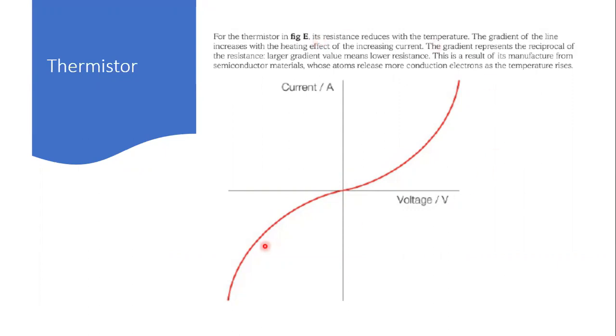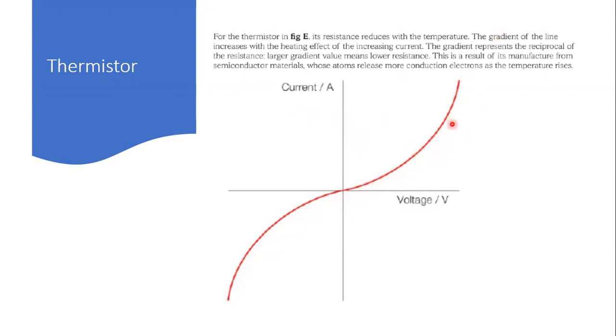The graph for a thermistor also has a sigmoid shape. It looks like this, right? You will see that initially your gradient is low, meaning that resistance is high, and afterwards the gradient is increasing, meaning that resistance is decreasing. And that corresponds with what I just said. Initially, when the voltage is low, the temperature will be low, right? Low voltage means low current means low temperature. So when the temperature is low, the resistance is high because the gradient is low.